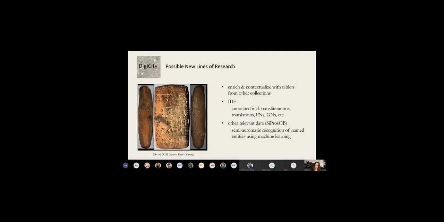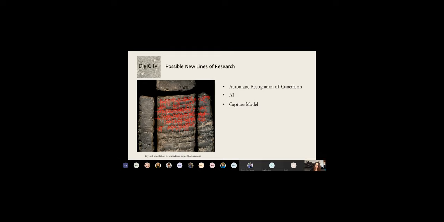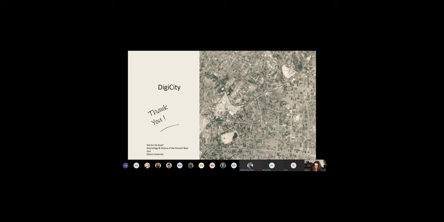Last but not least, and let's say this is the icing on the cake, we will experiment with training models for the automatic recognition of cuneiform script using artificial intelligence in order to design a capture model for the scholarly annotation of cuneiform tablets. As such, we hope to make a first contribution to improving the accessibility of cuneiform tablets, albeit a small group to start with, both to the general public in the case of museum collections by bringing the contents of tablets to life, as to specialists for study purposes. Thank you very much for your attention.